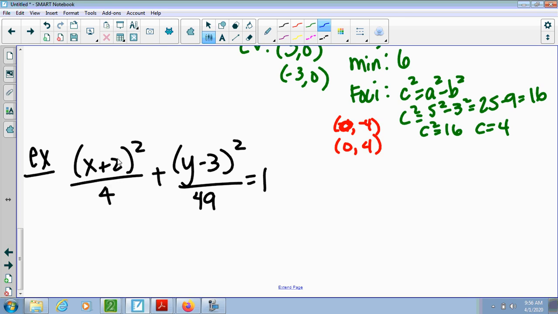So before we talk about how far it is, left and right, we need to think about the shifts. It's with the x, we're moving to the left or right. Positive means we go left 2. It's with the y, it's up or down. We're always going to go opposite when we are in parentheses like this. So this is going to go up 3. So we go left 2, up 3. And then we see about our squares. So 4 is 2 squared, and 49 is 7 squared.